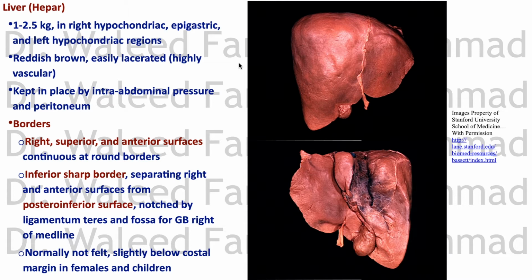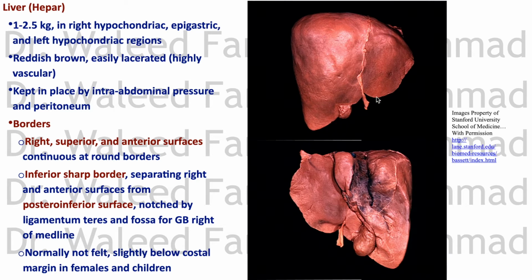The superior, the right, and anterior surfaces are separated by smooth borders. They are not borders, they are surfaces. But for the lower part, you see the inferior sharp border of the liver that separates the posterior inferior surface from the anterior and the right surfaces of the liver. It's very well shown here.